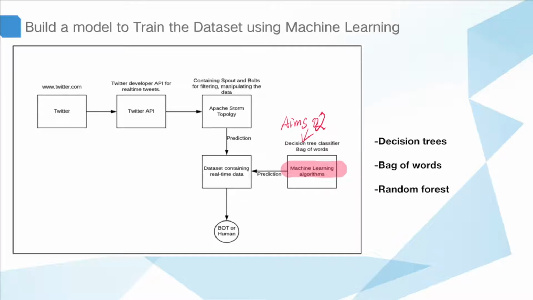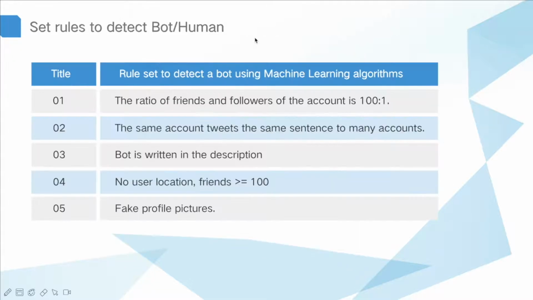After doing that, some of the analysis is done using Apache Storm topologies, but to make the detection accurate and robust, we will use machine learning algorithms on our extracted dataset. So we decided to use clustering and classification algorithms like decision trees, bagging, and random forest for the data analysis. And we also set some rules to detect a bot or human.